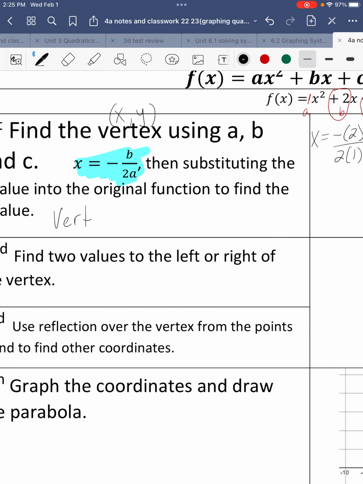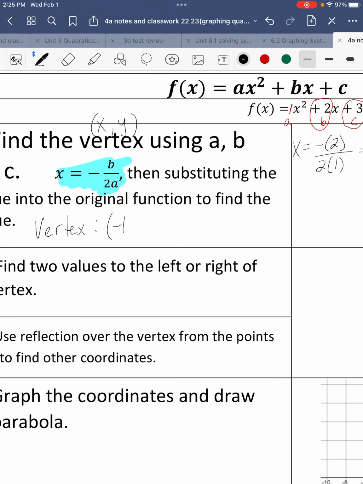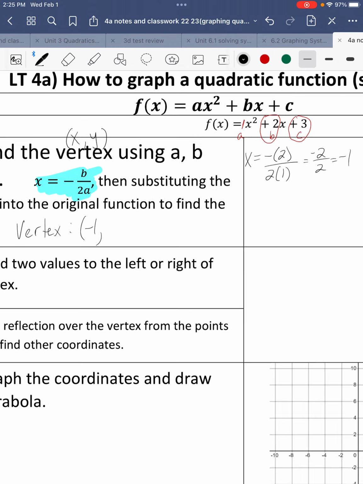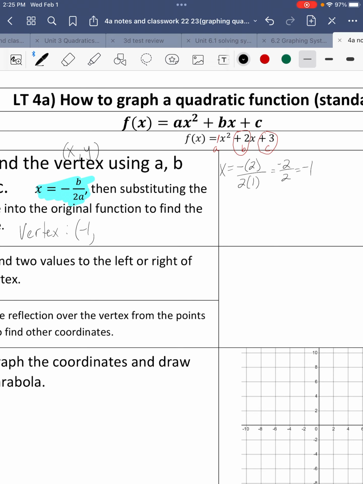So the vertex is, what did I just say? Negative 1, and the Y value. So now what we need to do is take that negative 1 and substitute it back into the original standard function.